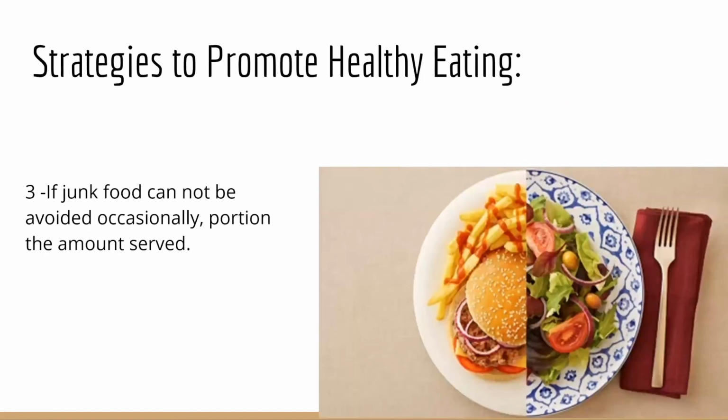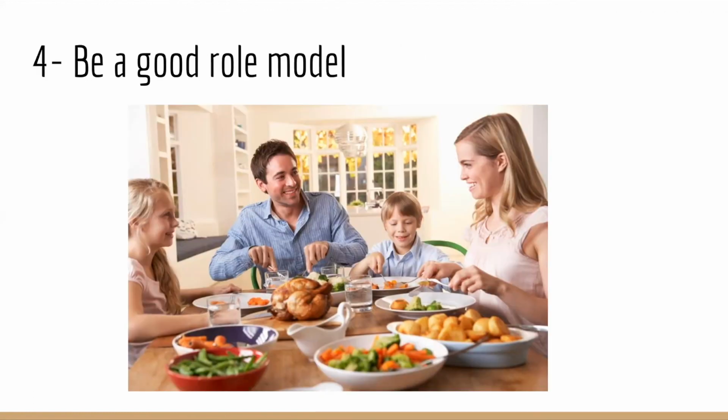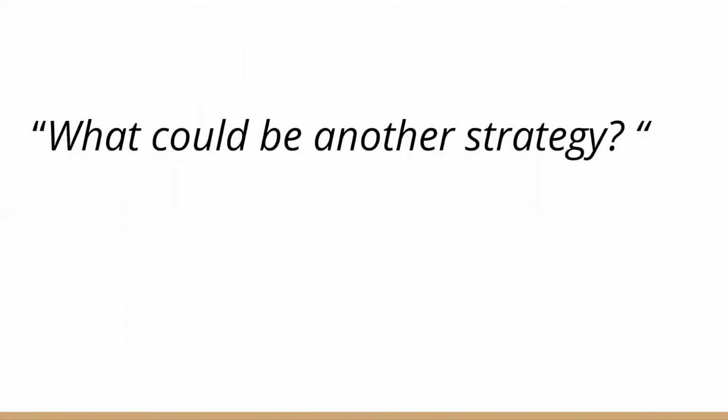And if junk food cannot be avoided occasionally, portion the amount served. So instead of serving a whole burger, cut it in half and replace the other half with vegetables, salads, or a homemade meal. Also, instead of serving a whole pizza, you can tweak it by adding fresh vegetables on top of it. And finally, be a good role model. Being a good role model to your children is by eating your vegetables, fruits, and prioritizing healthy, unprocessed food and making meals a social and enjoyable time. So, according to you, what could be another strategy?